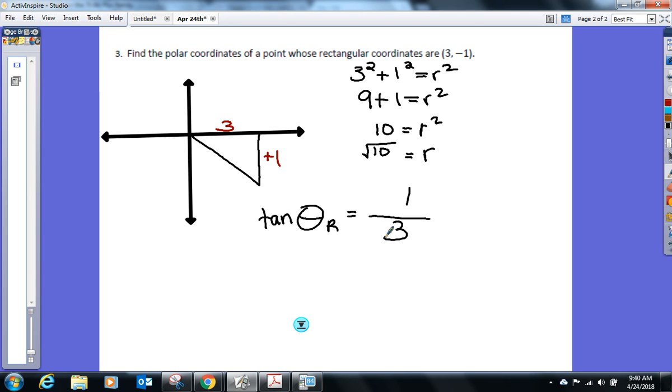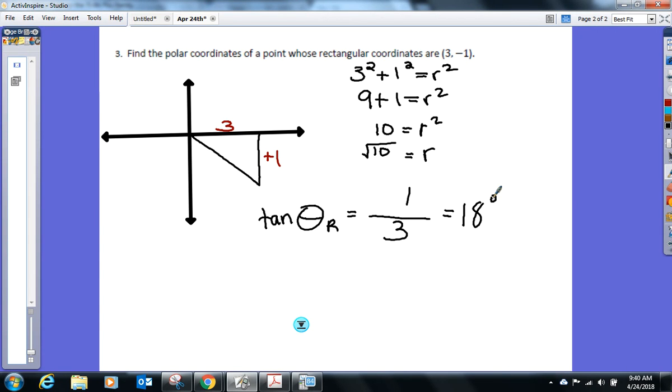So go ahead right now. Inverse tangent, 1 over 3. And here's the rule we'll always abide by: round to the nearest degree. Okay, make it easy on ourselves. Nearest degree, what'd you guys have? 18 degrees.